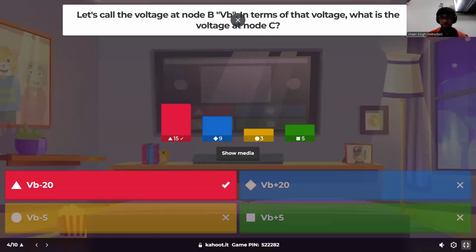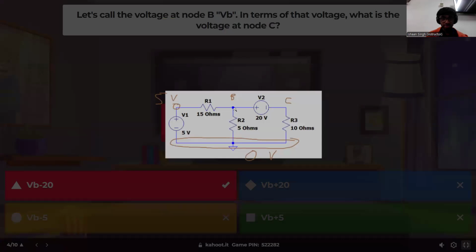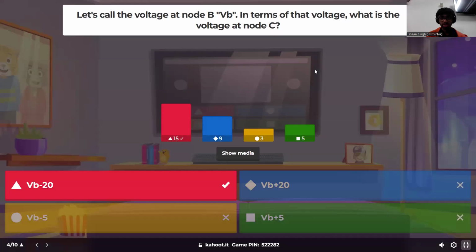So yeah, it's not VB plus 5, it would be that this is a 20-volt battery. And it's not plus 20 because it's in the other direction. So just be careful.